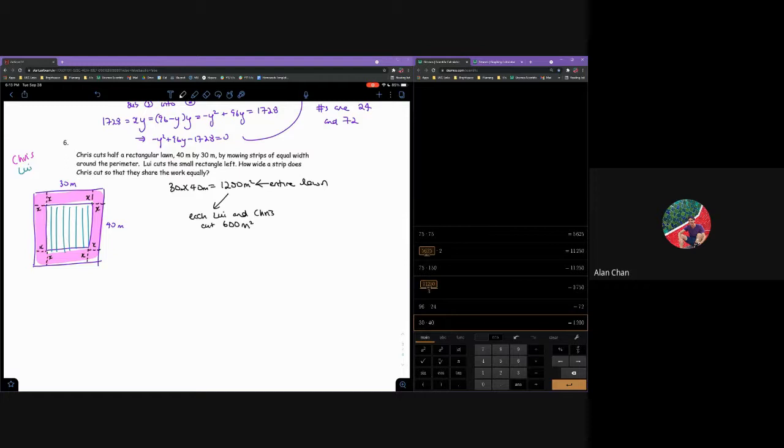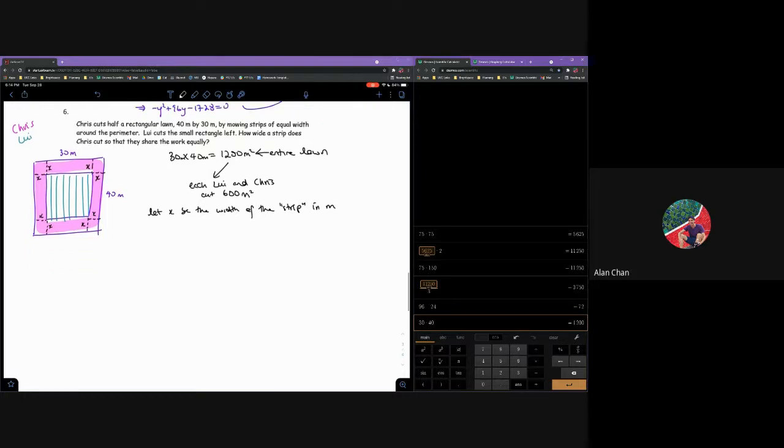Okay. Now, I need to define another variable. No, I don't. I need to define my first variable, which I never did. Let x be the width of the strip, right? These strips in meters. All right. Great. Now I've got our let statement. I know how much lawn they need to mow. Let's see if I can solve for it. Now, each of them is going to be doing 600. So how would I go about creating an equation that accounts for both Chris and Louis?